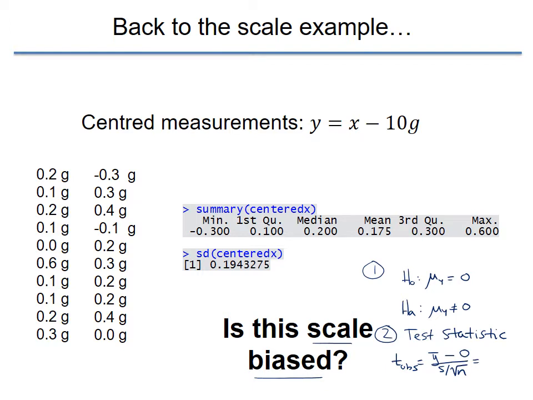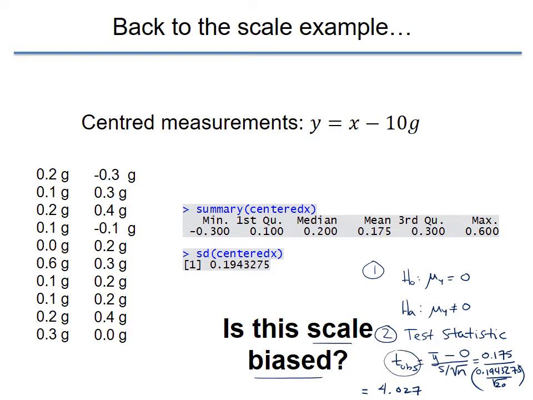So that's going to be 0.175, subtract 0, divided by my standard deviation, which is 19.43275, divided by the square root of 20. So that's all on my denominator. When I work that out, I get 4.027.